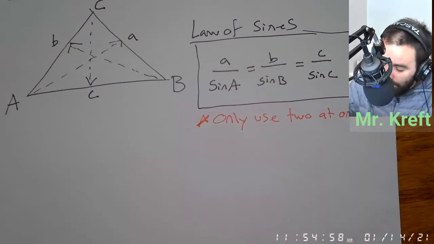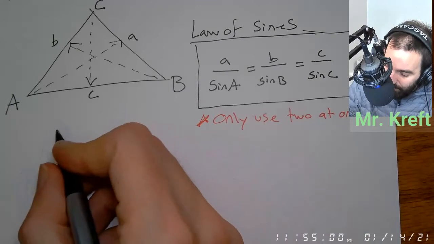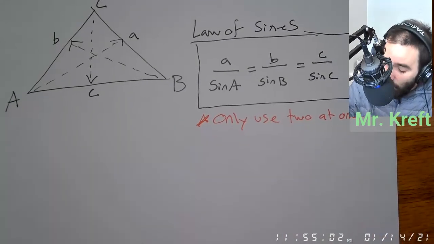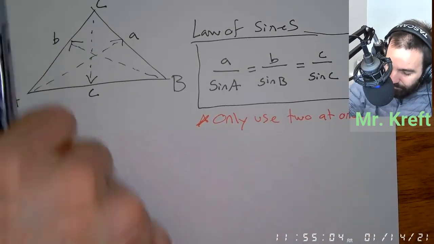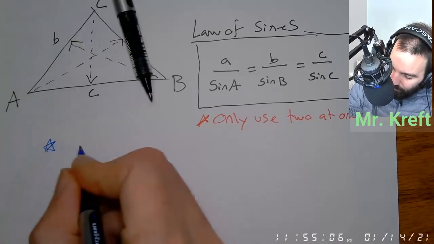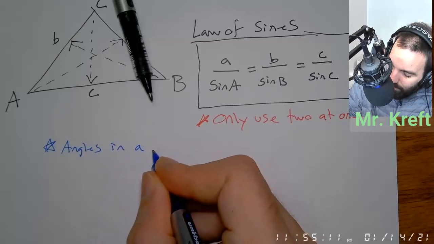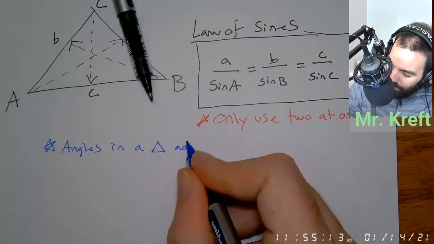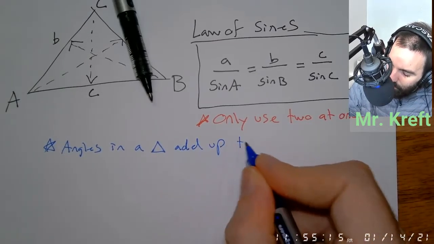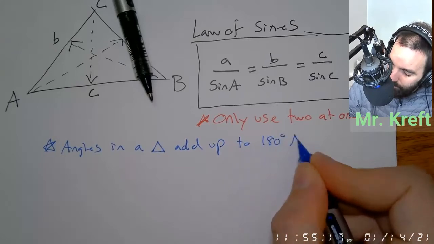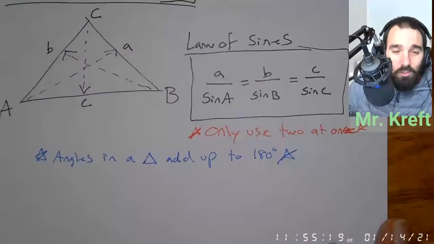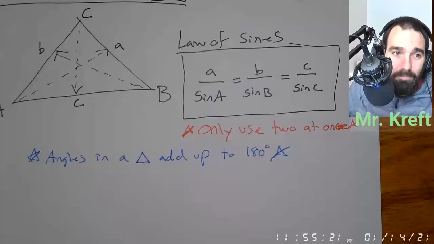Okay? So what do I mean by that? Oh, and one other thing, you still can use Pythagorean theorem. Another note: angles in a triangle add up to 180 degrees. Okay, with these two things, you're going to get through your homework just fine.